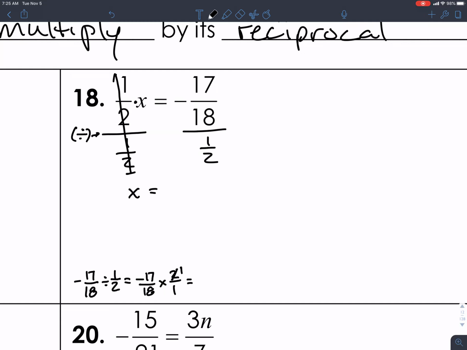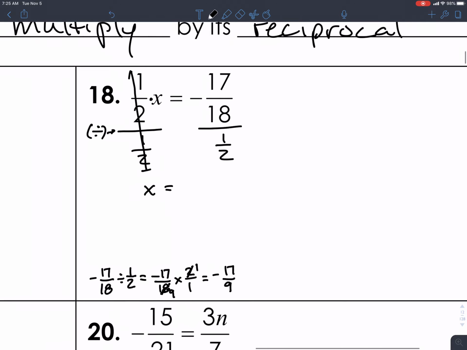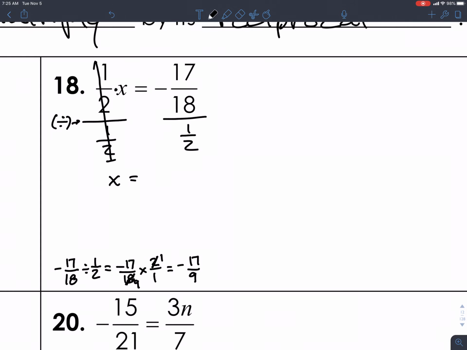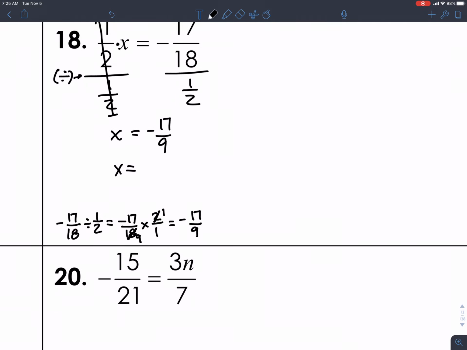2 goes into 2 once. 2 goes into 18 9 times. Now we've got something a little simpler to deal with. 17 times 1, that's negative 17 over 9. 9 times 1 is 9. So we end up with negative 17 over 9, or how many times does 9 go into 17? The negative stays up front, 1 and 8/9.